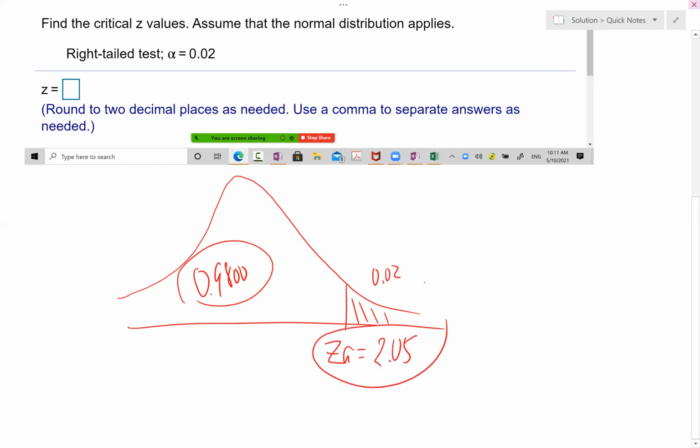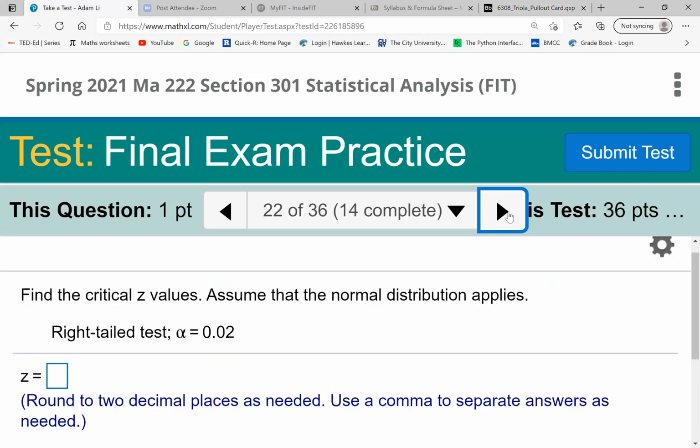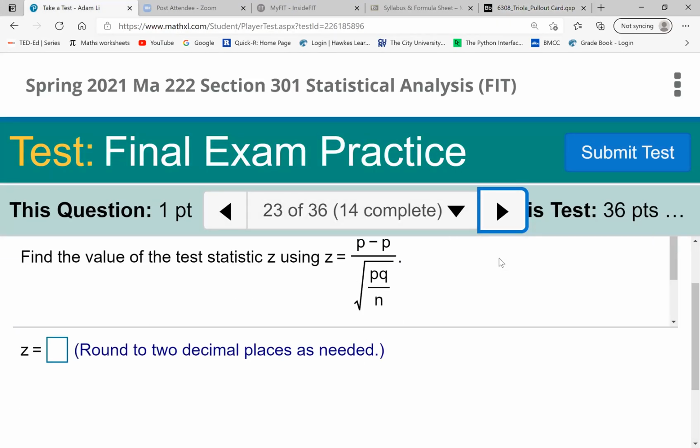And this is what we call 98% confidence, because alpha is equal to 0.02. The confidence level is always the complement of alpha. Okay, that's question 22.